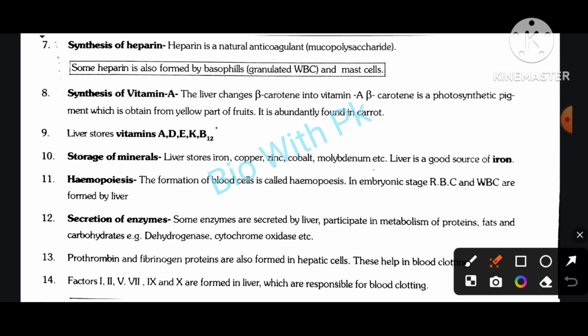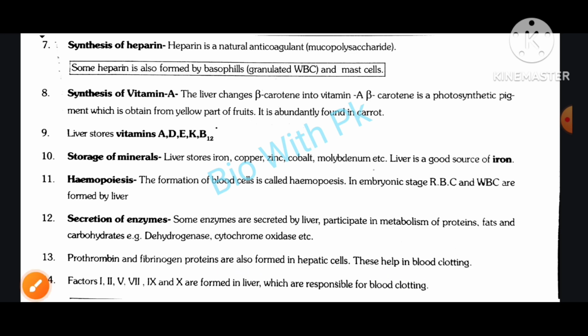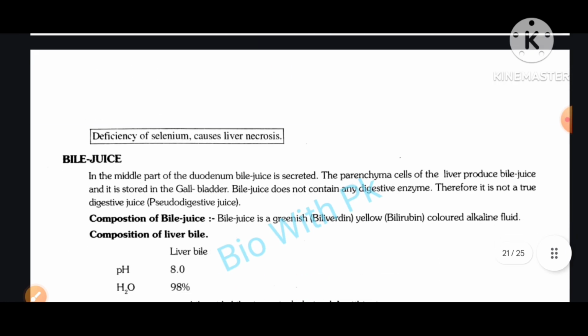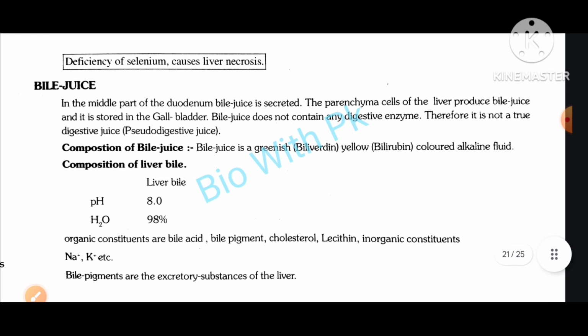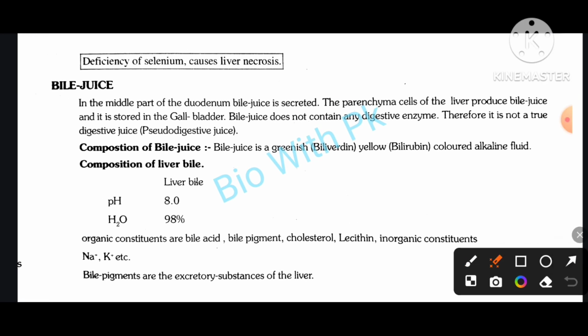Number 12, secretion of enzymes. Some enzymes are secreted by the liver, which participate in metabolism of proteins, fats and carbohydrates, for example dehydrogenase, cytochrome oxidase, etc. Number 13, prothrombin and fibrinogen proteins are also formed in hepatic cells. These help in blood clotting. Number 14, factors 1st, 2nd, 5th, 7th, 9th and 10th are formed in the liver, which are responsible for blood clotting. Deficiency of selenium causes liver necrosis.